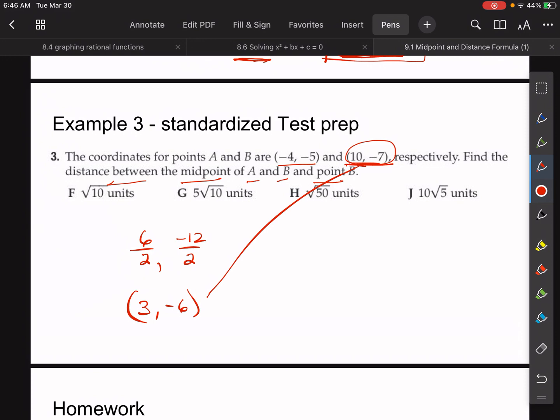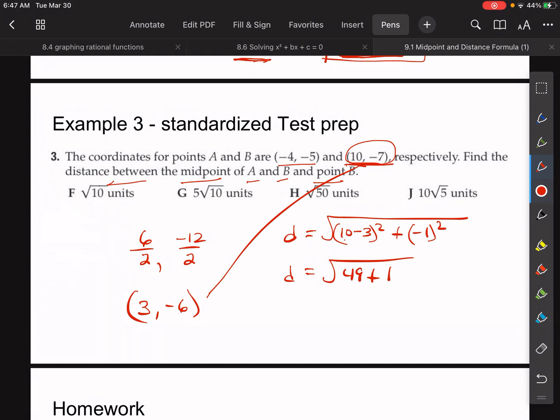I'll just use the distance formula here instead of drawing it out. So distance is equal to the square root of the change in x, so that would be 10 minus 3 squared, plus the change in y: negative 7 minus negative 6 is negative 7 plus 6, which is negative 1. I did that math in my head there, but you get the point. So the distance is the square root of 10 minus 3, which is 7. 7 squared is 49. Negative 1 squared is 1. So the distance is equal to the square root of 50.